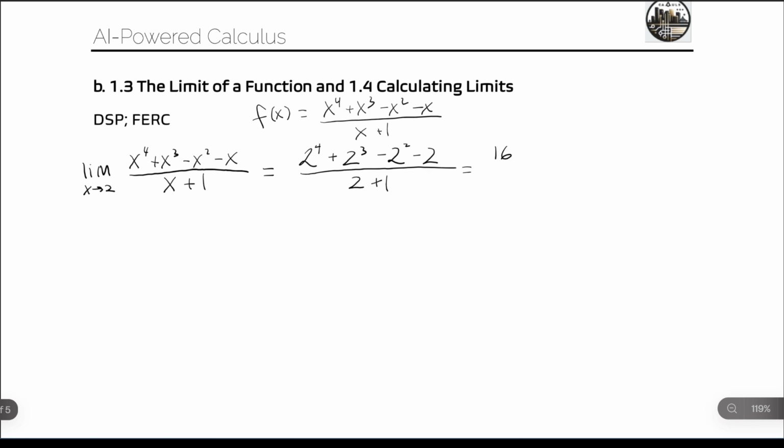All right, so we got 2 to the fourth is 16, 2 cubed is 8, 2 squared is 4, minus 2, divided by 2 plus 1, which is 3. So we got 24, 20, 18 over 3. I didn't even plan this, but we got a nice whole number as our limit. So what's the moral of the story? If I'm evaluating the limit of a function at some point within its domain, you down with DSP? Yeah, you know me. Just plug in the 2 and then you're through.